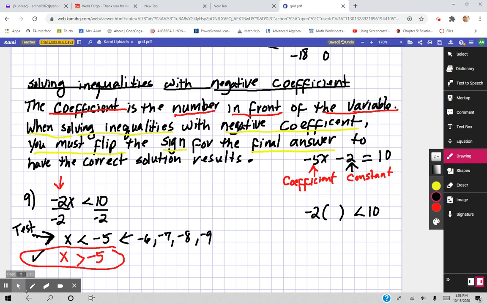Okay, so let's check out -6. So we're going to have 12 is less than 10. That doesn't make any sense. 12 is not less than 10. So that doesn't work. Let's try the next one.